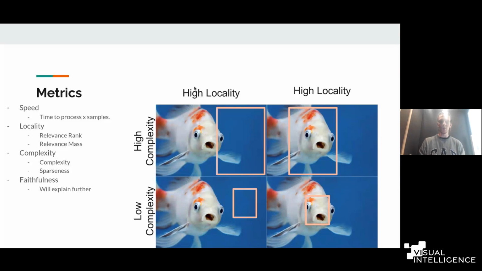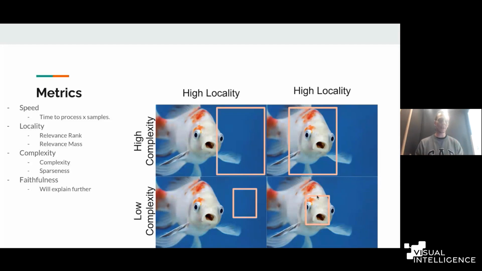Imagine there is a bounding box around this fish, then of course an explanation that is around the fish will have a high locality, but an explanation that is not on the fish will have a low locality. And complexity is just how sparse the mask is. If you have high complexity, that means the explanation is very big, and if you have low complexity, the explanation is very small. You want small explanations because they're easier for humans to interpret. So the ideal explanation should look something like this.